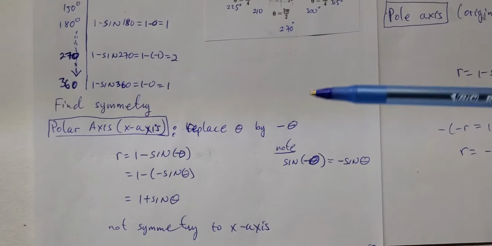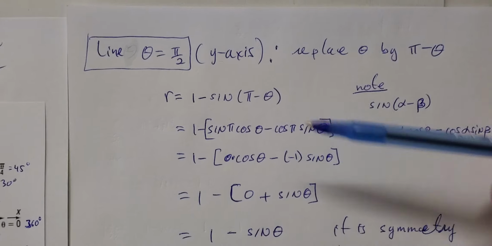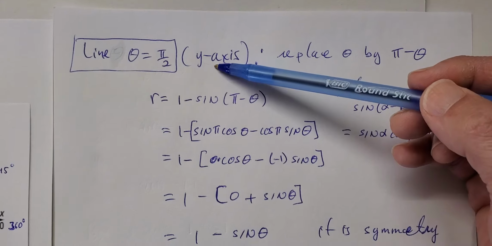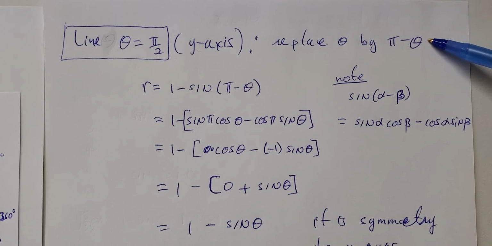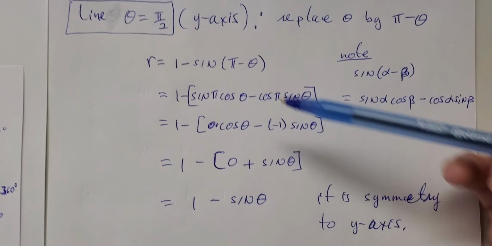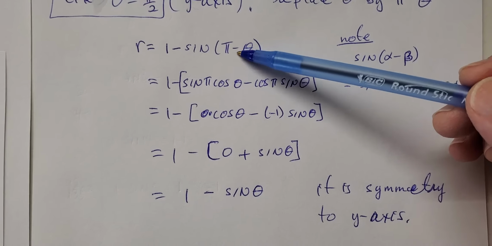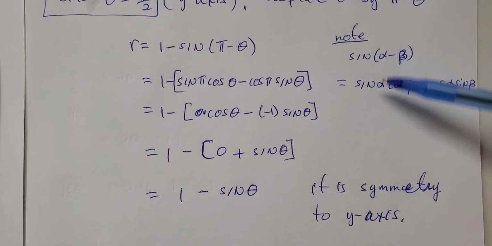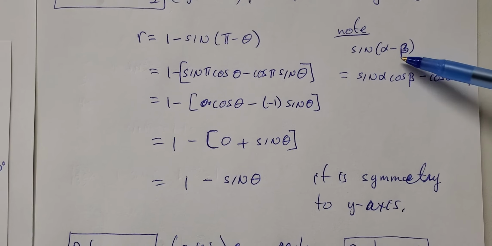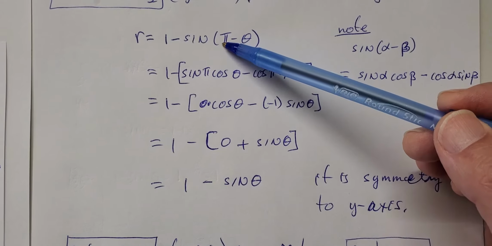Okay, so now do that again for the y-axis. But with the y-axis, it's just a little bit different. You're replacing theta by pi minus theta. Okay, for the y-axis, replace theta by pi minus theta. So here's the theta, we replace it by pi minus theta. However, if you remember, sine minus or sine plus, these are the sum and difference identities of sine and cosine. Because it's minus, we use this identity. So this is your alpha, this is your beta.